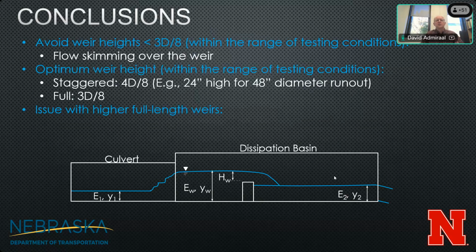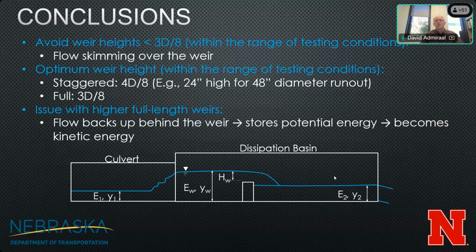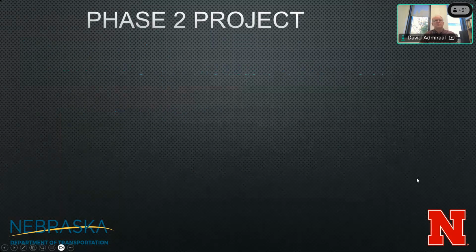And then there was an issue with the higher full-length weirs, and that was that the flow was backing up behind the weir, and that stored potential energy, and that becomes kinetic energy. And I've kind of drawn this for you in this picture down here. So you have the weir down here, and if this backs up the flow a lot, then this depth up here, this HW, gets bigger and bigger and bigger. And as that gets bigger, higher up, then it gets converted back into kinetic energy down here, and you have really high velocities down here in that case. So in some cases, it's actually better to have a lower weir than a higher weir.